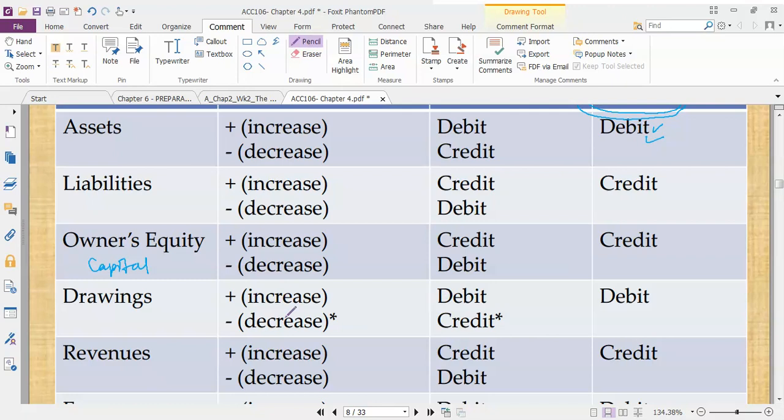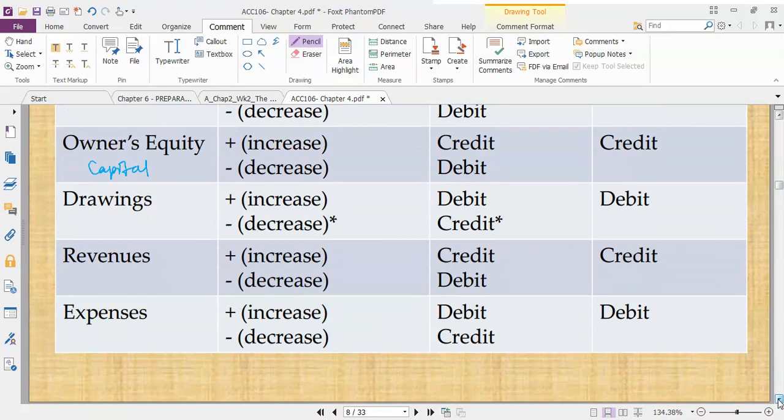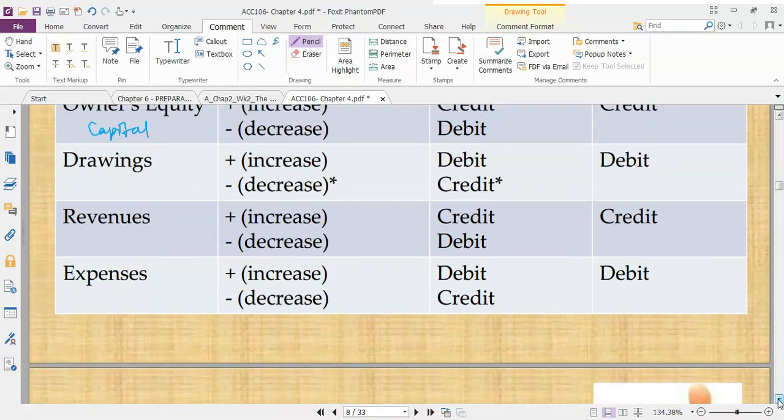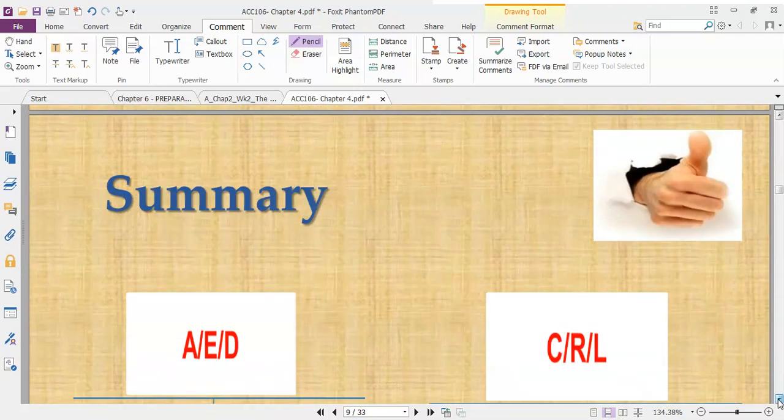Drawing, increase debit, decrease credit. Yang ni penting yang you kena tahu. Revenues, increase credit, decrease debit. Expenses, increase debit, decrease credit. Sekejap, saya nak tengok soalan. Contoh soalan ada tak?